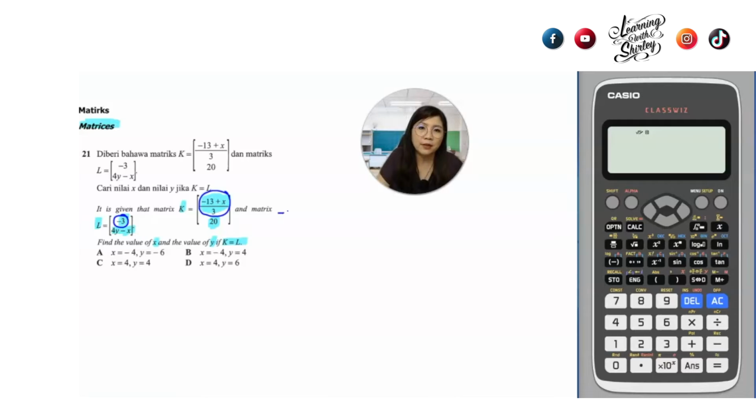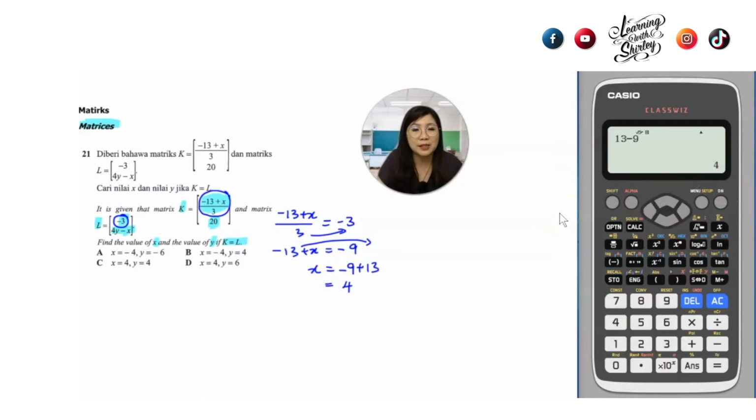So negative 13 plus x over 3 equals to negative 3. So this 3 I'm going to bring over. So negative 13 plus x equals to negative 3 times 3 is negative 9. So x is equals to negative 9. So negative 13 bring over to the right hand side, we become plus. So plus 13. Okay, so 13 minus 9, so we'll get 4. So x is 4.